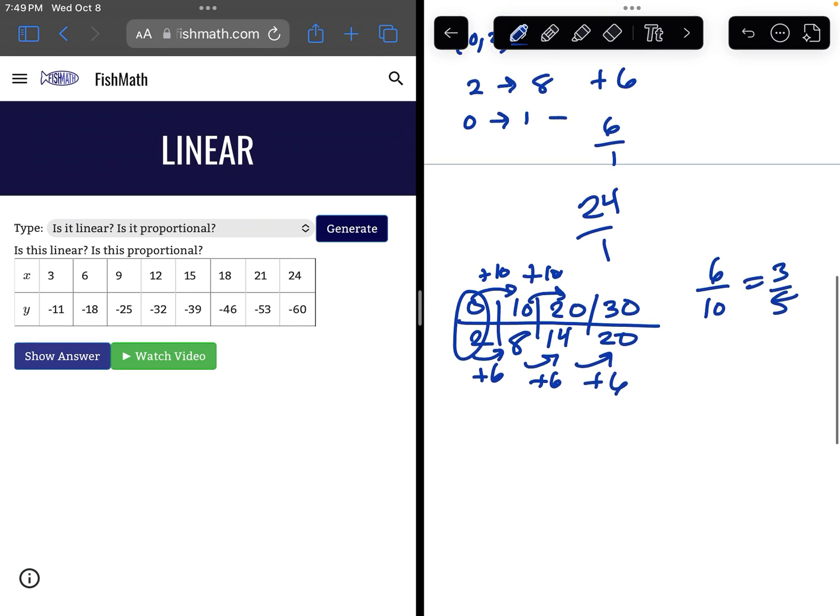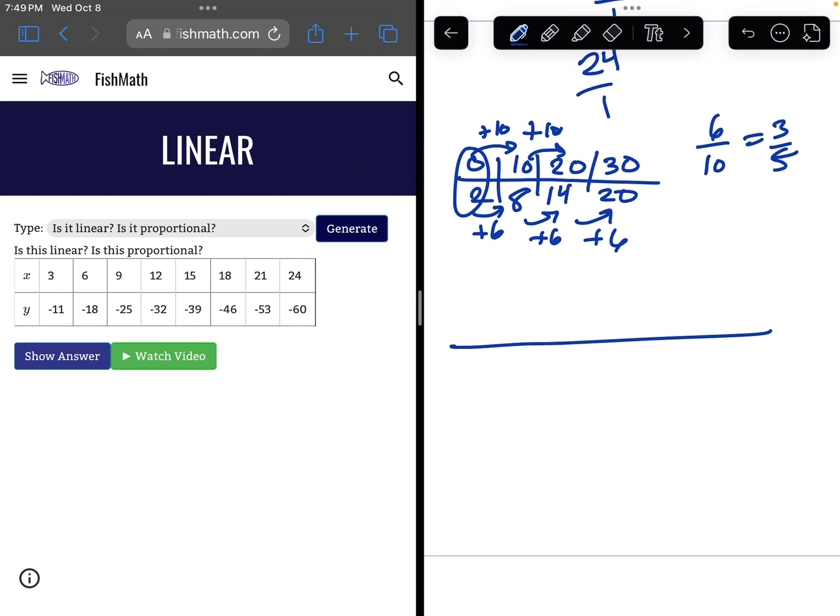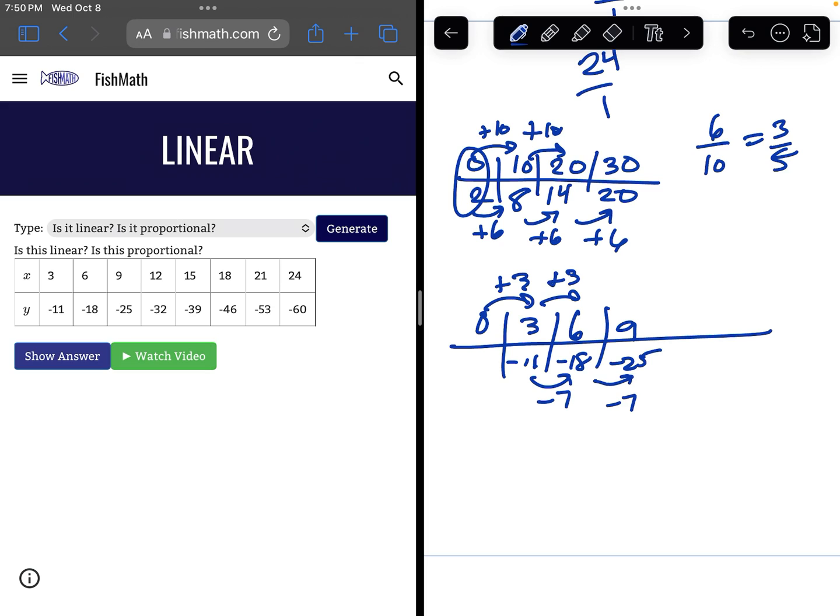Let's look at this table. So we got 3, 6. Again, we don't have the y-intercept given to us. Let's see if we can figure out the rate. So this is going down by 7. It looks like that's a constant down by 7 for every 3. So if we work backwards, we go up by 7 and work backwards, it'd be negative 4. So that's going to be linear, negative 7/3 rate, but no 0, 0, so not proportional.